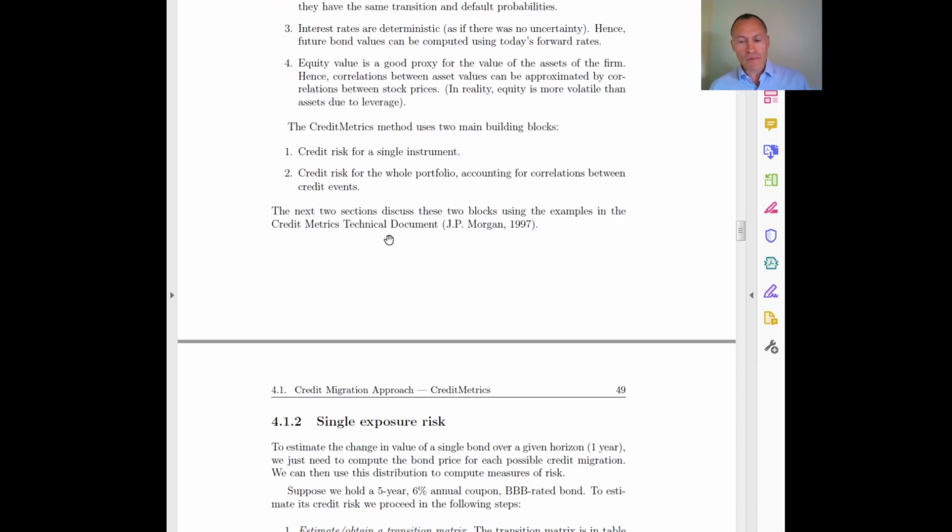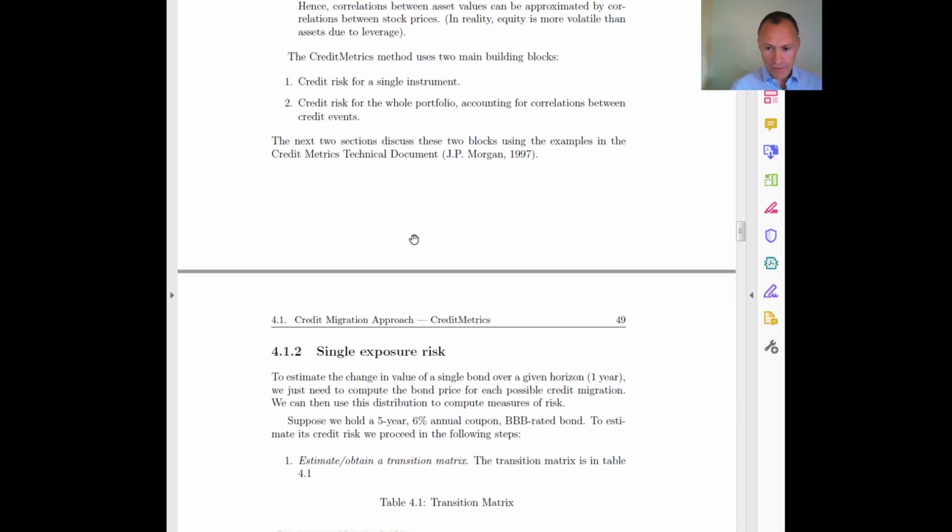Okay. The examples we're going to look at here come directly from this document published by JP Morgan. This is available online. It's an excellent document, not only for this specific issue of credit risk, but in general, there are a lot of finance concepts that are very well explained there. So definitely something to read.